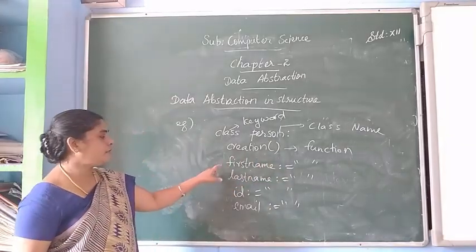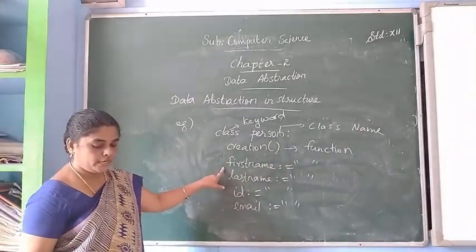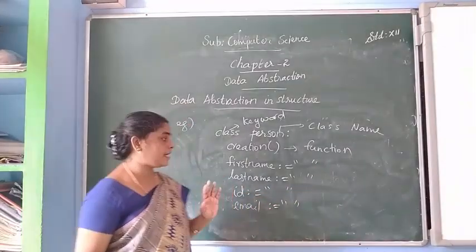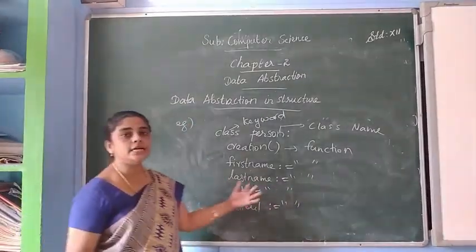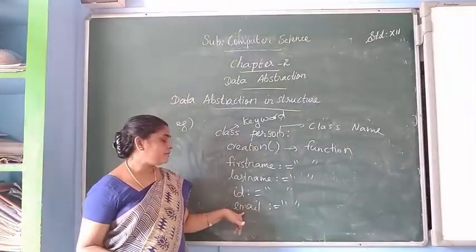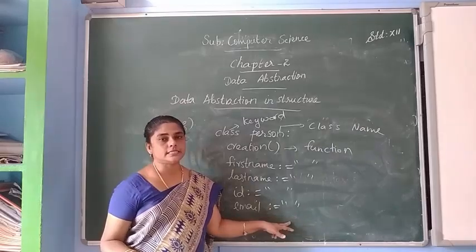Okay. Next, what are we given? The first name. So, it sets the first name. We can input the value of the first name. Then for last name, we can give the last name. Then here we can give the ID number. Here we can give the email address.